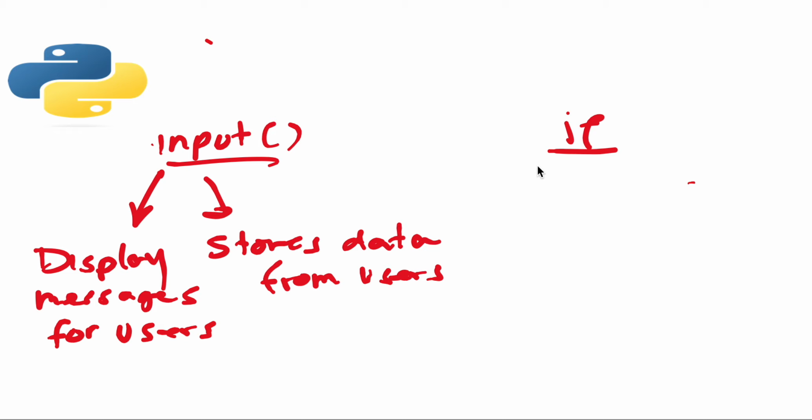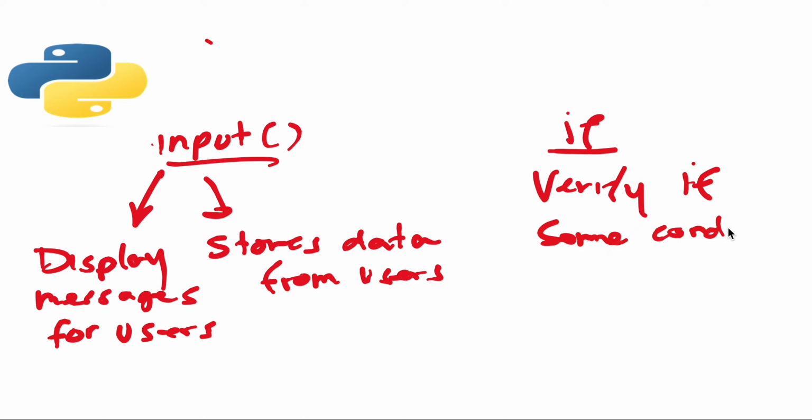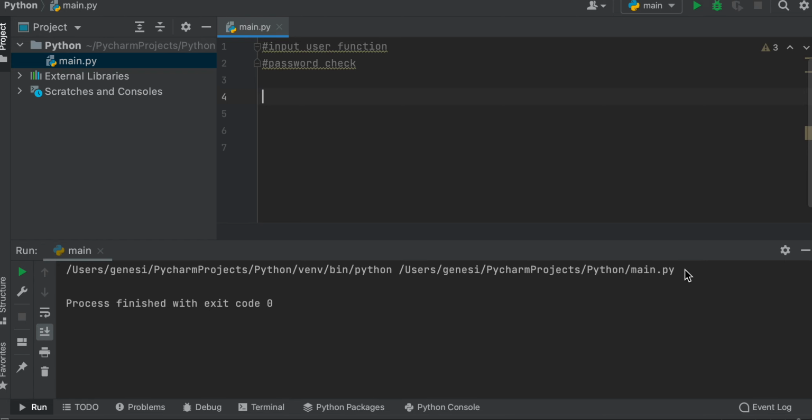And the if statement refers to a piece of code that can be used to verify if some condition is met, in order to make a decision, to either proceed with the code or not proceed with the code. All right, so let's go to PyCharm and see how the input function works.